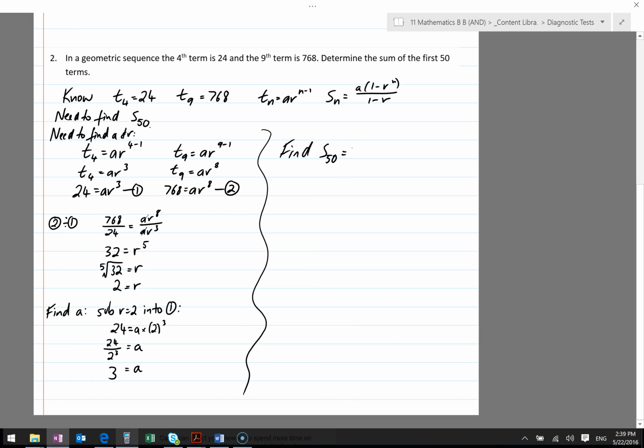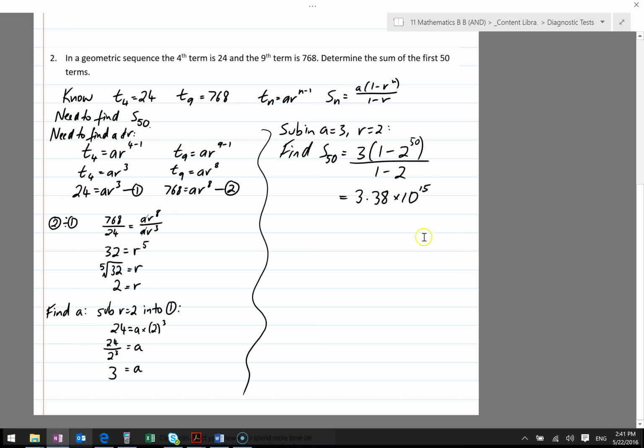Okay, so subbing all these points in. I'm going to sub in A equals 3, R equals 2, to find S50. So in this general formula, 3, 1 minus 2 to the power 50, all divided by 1 minus 2. Again, it ends up as one of those scientific notation solutions. It ends up as 3.38 times 10 to the power 15.